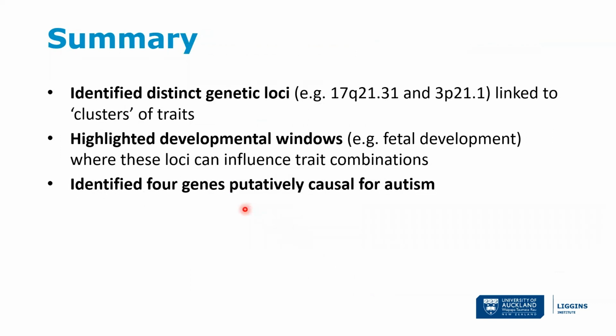In summary, we've found developmental windows such as fetal development, where genetic loci, such as chromosome 17q21 and 3p21, have the potential to impact on trait combinations. Within the chromosome 17 loci, we found genes putatively causal for autism.